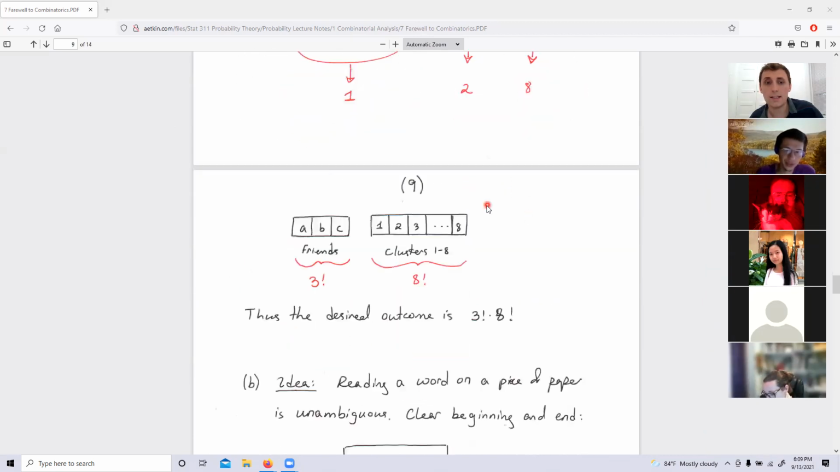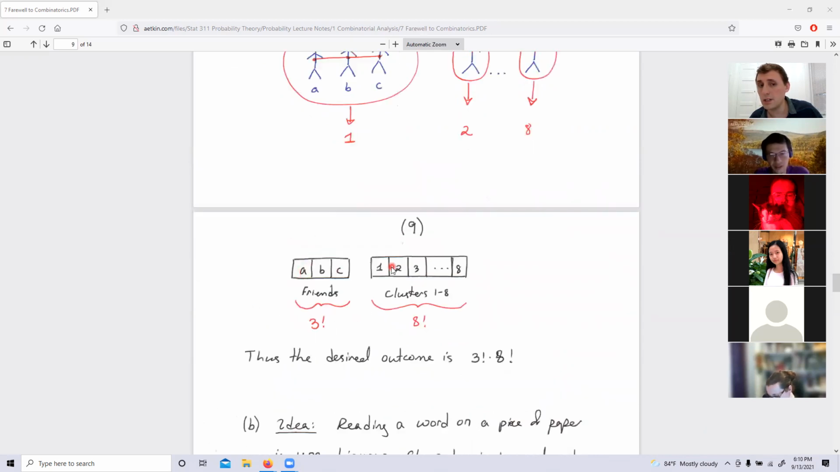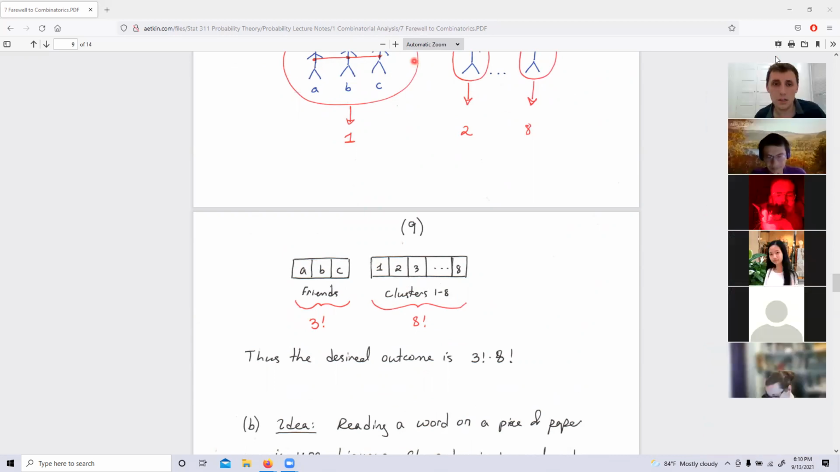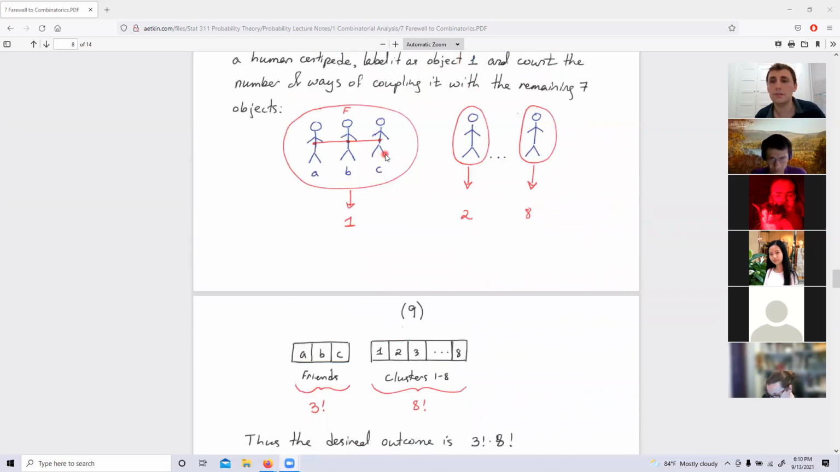So here it is, guys. Here is my Kafka document. You see, friends A, B, and C, that's this arrangement. And then this is where the clusters are. So this is the cluster for the friendships, the 3 friends, and then the other clusters, yes? So we have 3 factorial times 8 factorial. You see why? So you have to have an explicit Kafka protocol, and that makes things much easier. Wonderful, good. All clear, yes?